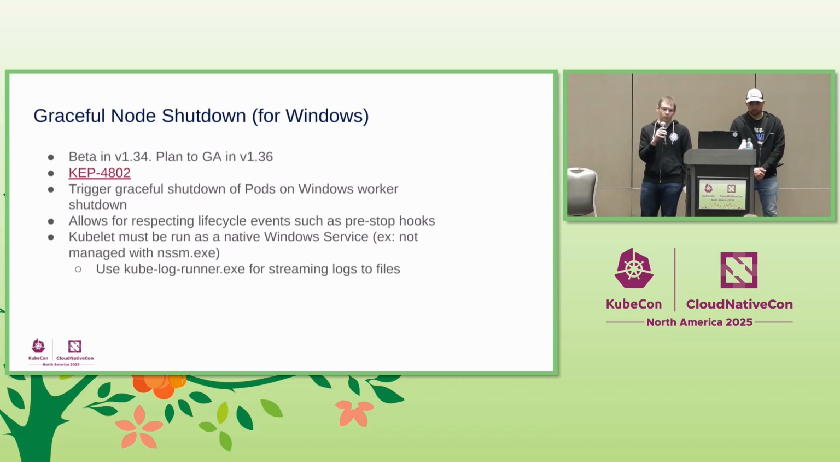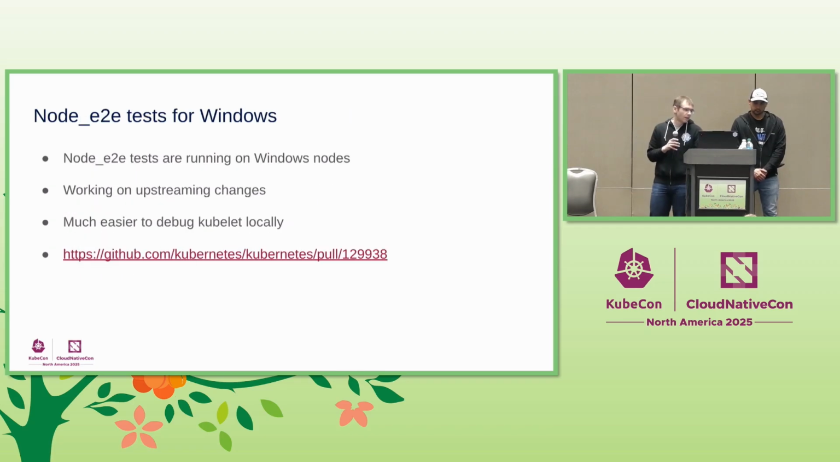As a result of this work, and because we need to receive a shutdown signal, and the only way to do that on Windows is if you're running as a Windows native service, we've changed that guidance. So now we recommend running the kubelet as a Windows service. But to keep all of the nice operational functionality, we've made a lot of enhancements to kubelog runner to do things like log rotation and log streaming. So we're recommending to use that in conjunction with this, and that's all called out as part of this enhancement.